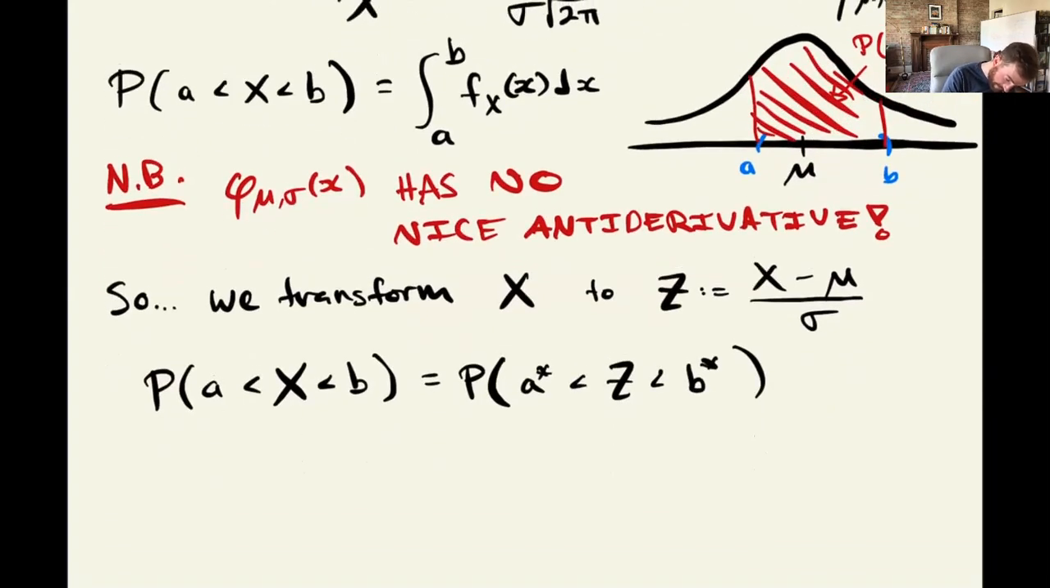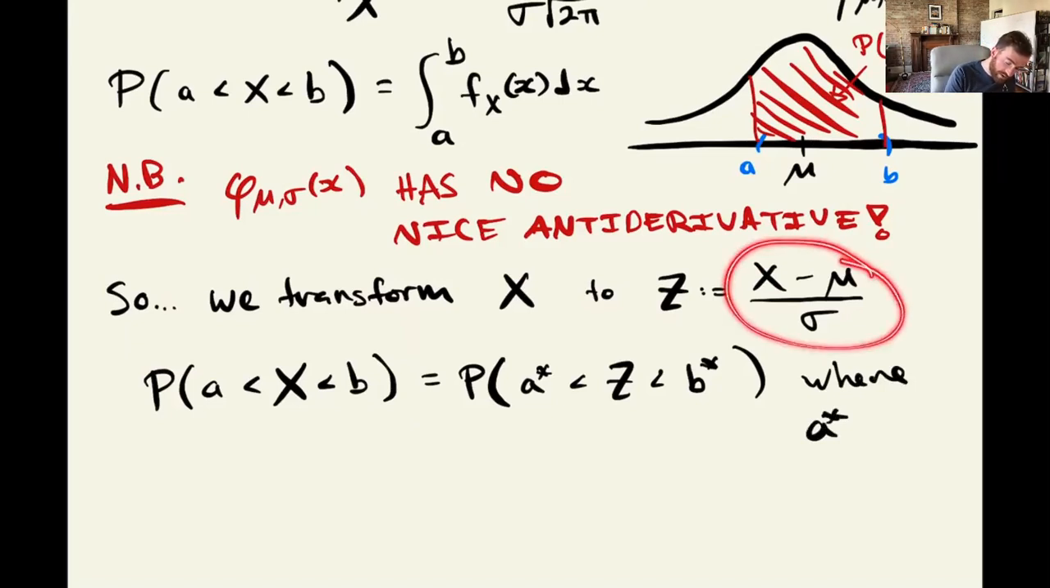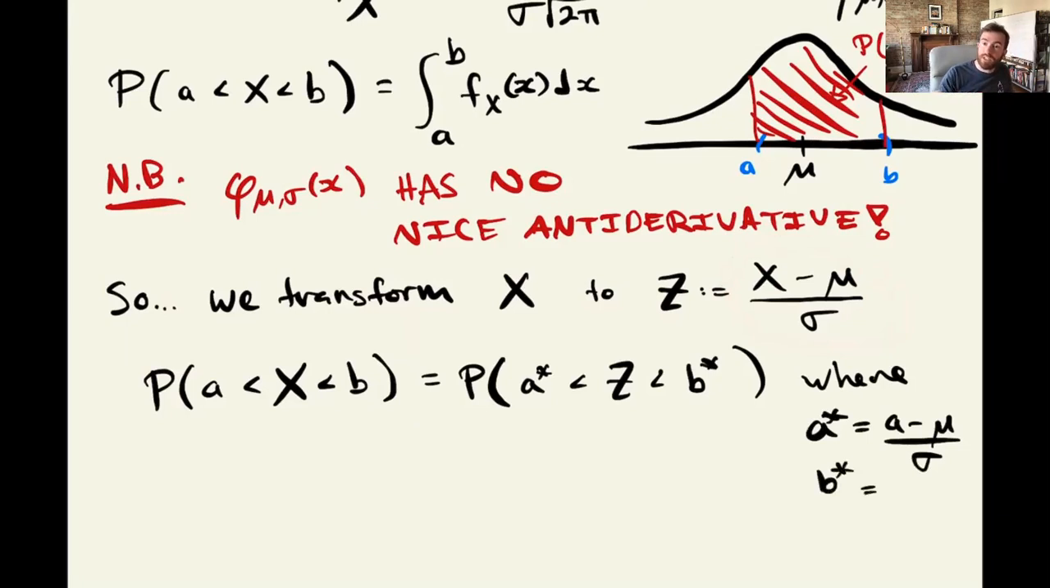where A star is just the result of applying this formula, x minus mu over sigma. In other words, it's just the Z value associated to A. So this is A minus mu divided by sigma. All we're doing is we're just converting our A and B into number of standard deviations from the mean. So these are just the Z values for this.